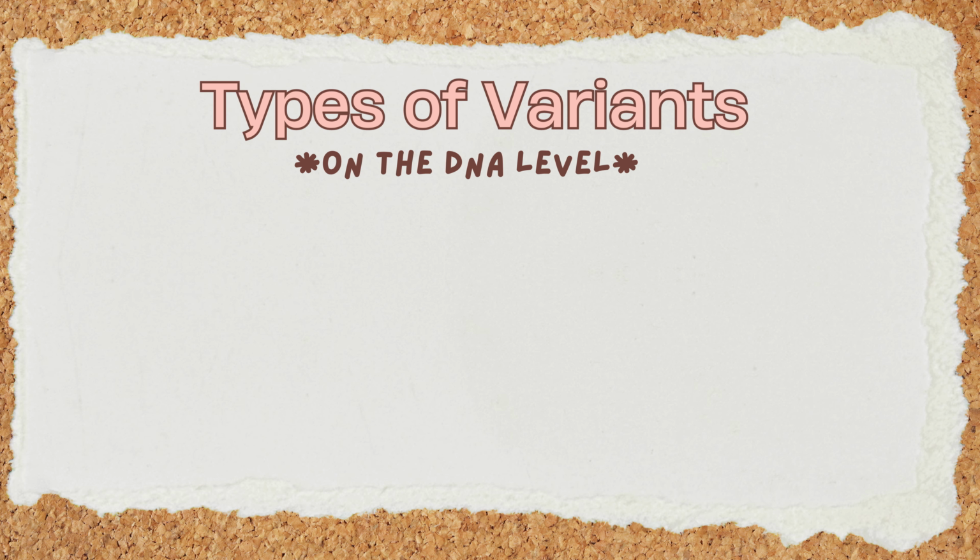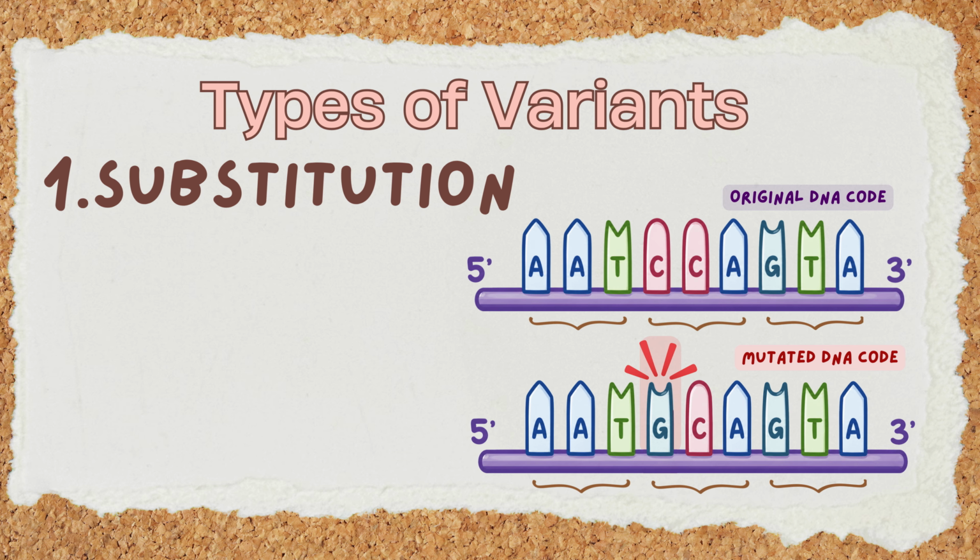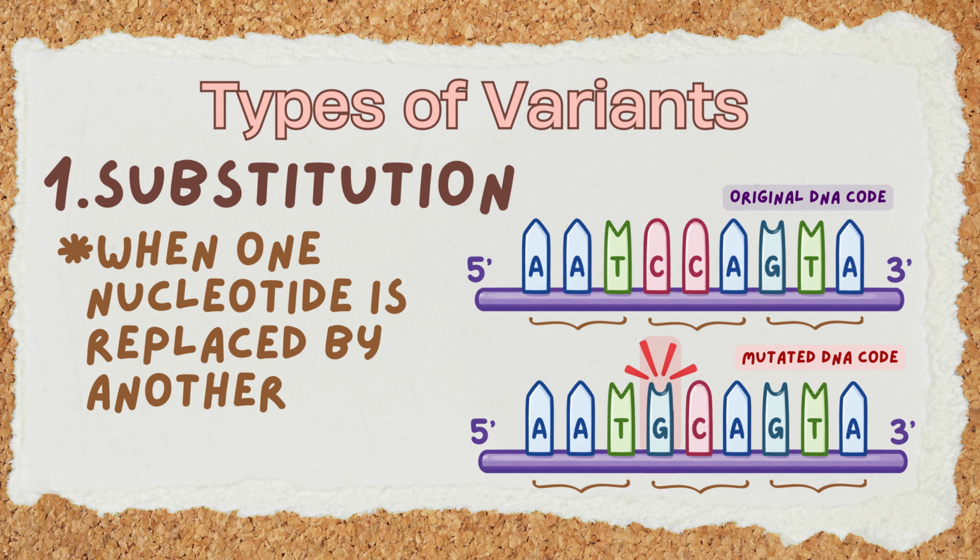Now let's go through the main variant types you'll see. The first and simplest you'll encounter is a substitution. This is when one nucleotide is replaced by another. For example, c.76G>C. This type of variation can lead to missense, synonymous, or nonsense changes, which I'll talk about in more detail later in this presentation.